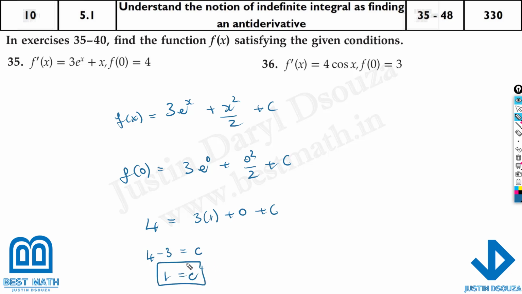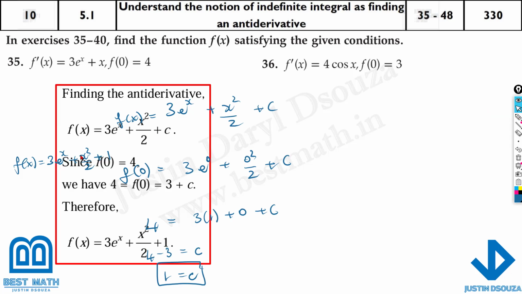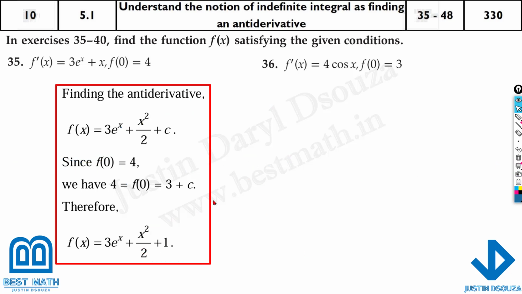So the constant of integration is 1, and the final answer over here would be f of x is equal to 3 e to the power x plus x squared by 2. But instead of writing c, what do we write? 1, because they have told this particular function at the point 0, x is 0 and y is 4, right? So that will be the final answer. You can see here it's 3 e to the power x plus x squared by 2 plus 1. So that is the method.